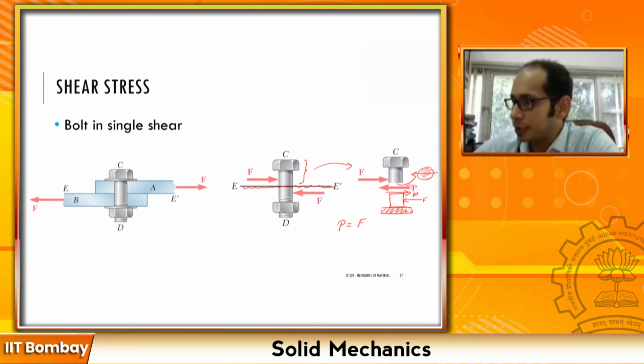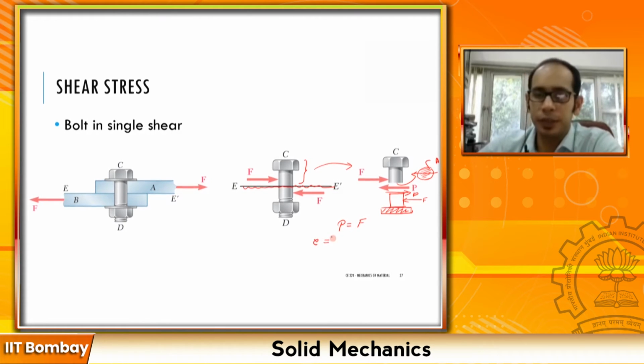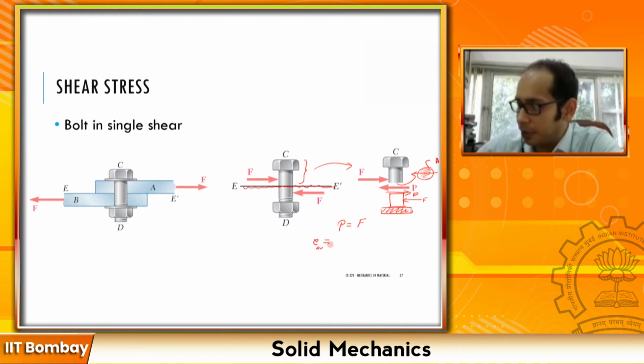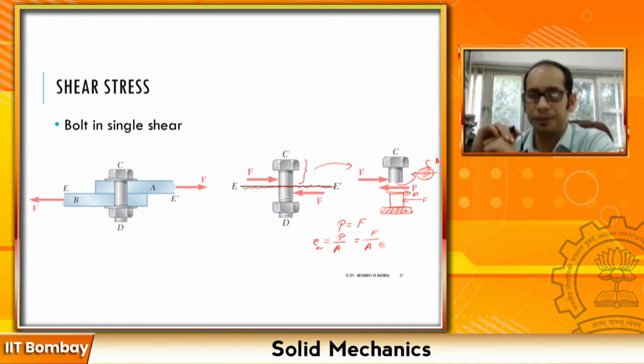Now if this cross-sectional area has an area of A, then what is my tau? Remember, tau is a stress. It is the force acting on that particular surface, on the cross section of the bolt, divided by the area. I'm going to call this tau average, because later you will see that this is not exactly a true representation. It's a representation in an average sense. So tau average is P divided by A, which equals F divided by A. This is the average stress acting on the bolt.